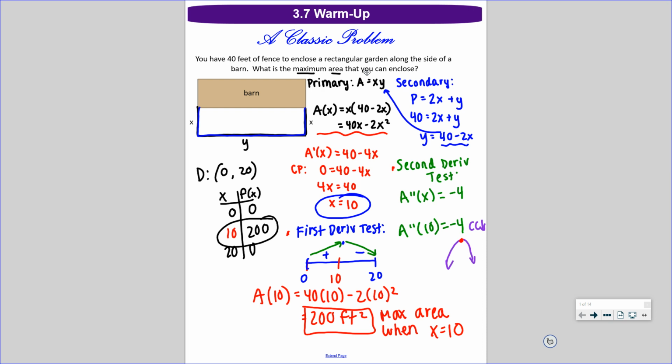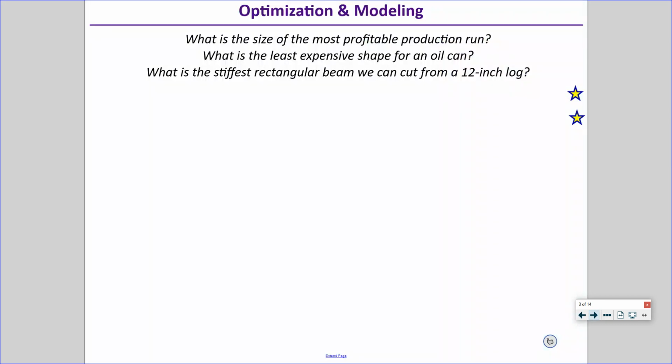So that's all this lesson is, and we're just basically going to do a bunch of problems. So let's go through the next slide here.